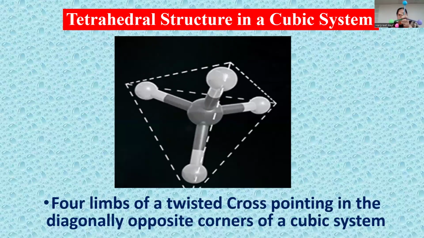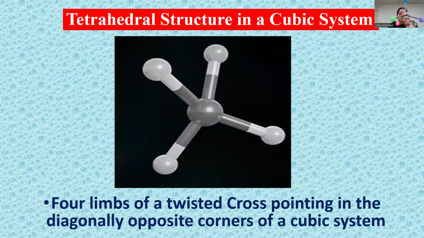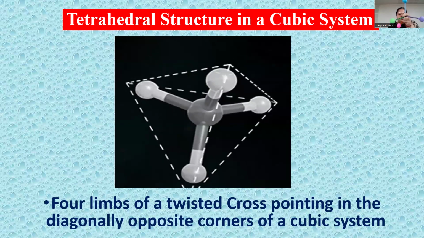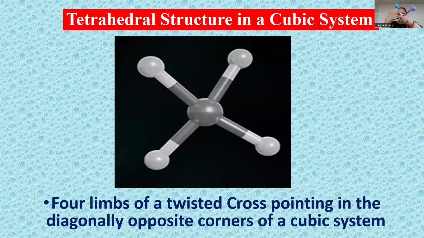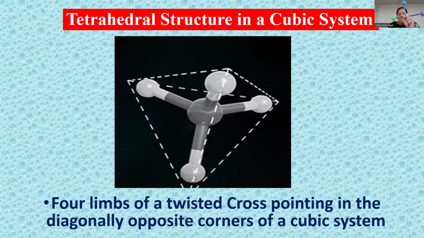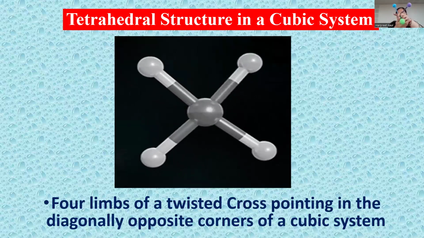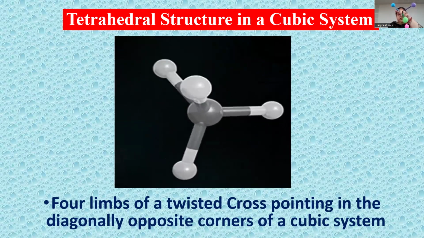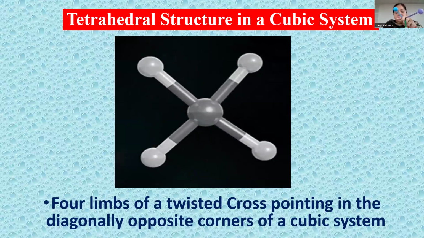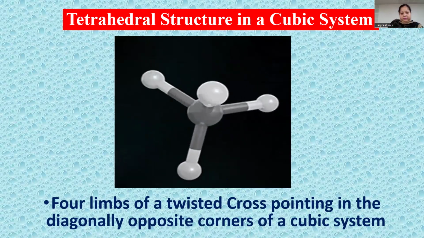It's the same position that we draw in 2D, showing 1 bond on the upper side and 3 on the lower. So what we need to do is just take a cross, a 2D figure with 90-degree bond angle, and twist the legs of that cross. That's it. And you will get a tetrahedral structure with 4 corners pointing to the diagonally opposite corners of a cubic system.